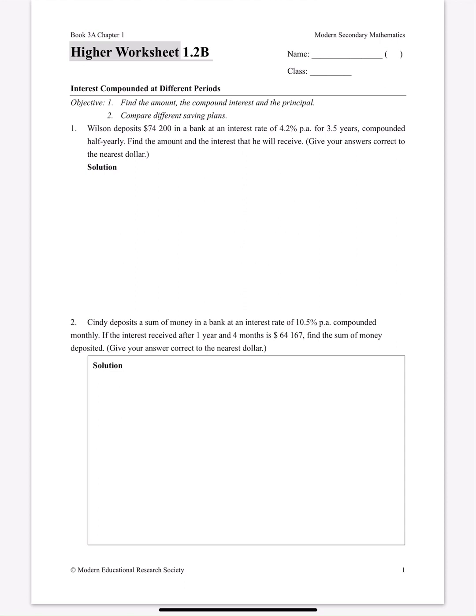Wilson deposits 74,200 in the bank at an interest rate of 4.2% per annum for 3.5 years, compound half yearly, and then find the amount and interest that he will receive. So again, we need to write something down. We need to write our principal, our interest rate per period, the number of periods that we are calculating, and then the interest.